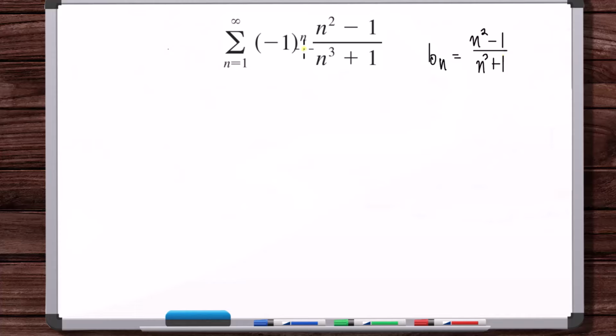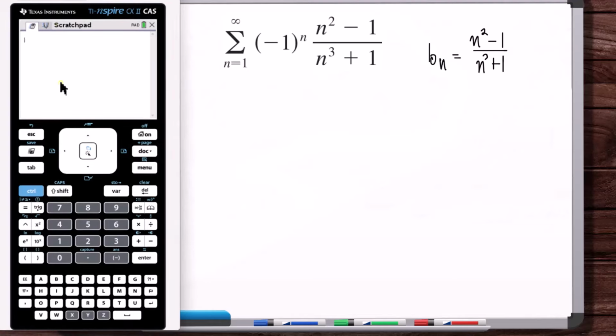We evaluated this as a series alone earlier, right? And so this b sub n is decreasing, right? And we could verify that real quick. So x squared minus 1 over x cubed plus 1, and then the derivative, we'll store that as d.